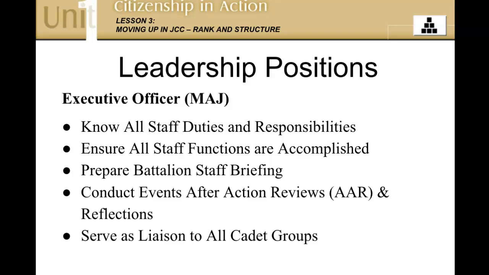So any of the individual groups that are doing anything, they are the person who is responsible for coordinating with them and passing that information up the chain of command. All right. At JCC, the executive officer is going to be a private first class. It could also be held by a corporal if there was more than one corporal in the program.